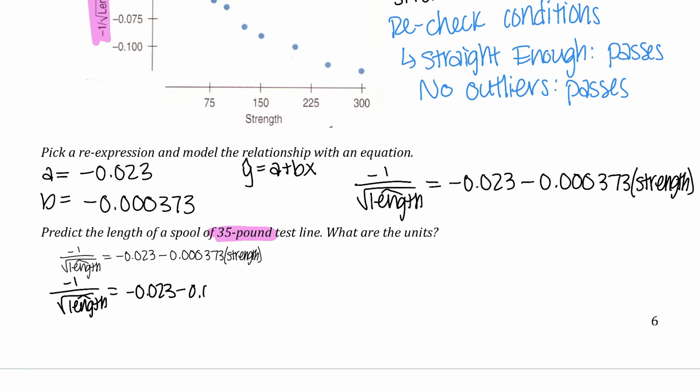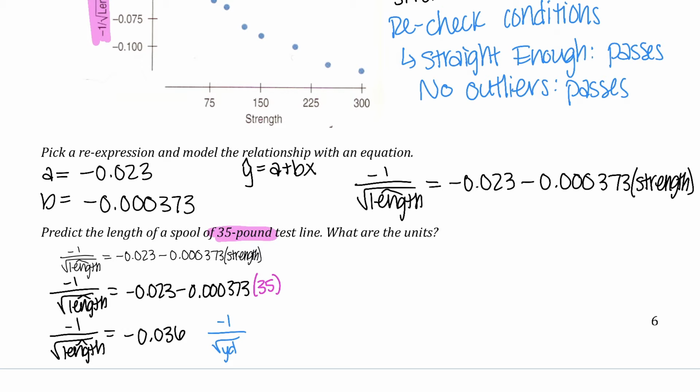If I simplify the right-hand side, I get negative 0.036. Okay? And if I stopped here, the units, I'll write them down for you, are going to be negative 1 over the square root of yards. So you walk into the store and you say, I need to buy negative 0.036, negative 1 over the square root of yards of lime. And they say, what are you, crazy? Right? That doesn't make any sense.